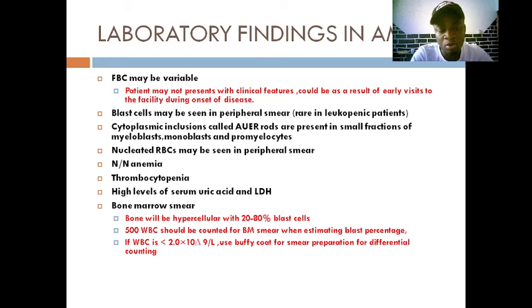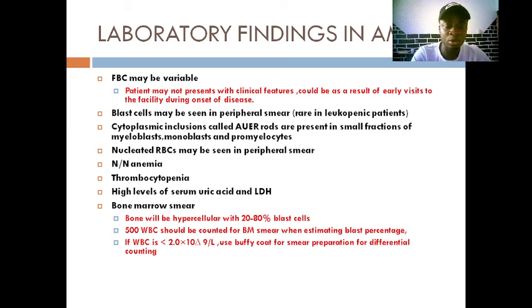Now, bone marrow smear. If you want to prepare a bone marrow smear for acute myeloid leukemic patients, this is what you expect. The bone marrow will be hypercellular with 20 to 80% blast cells, because if in peripheral blood you get about 20%, you expect more in the bone marrow. At least 500 WBCs should be counted for bone marrow smear when estimating blast percentage. It's very important.